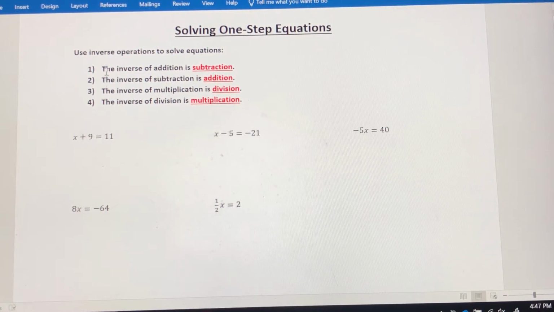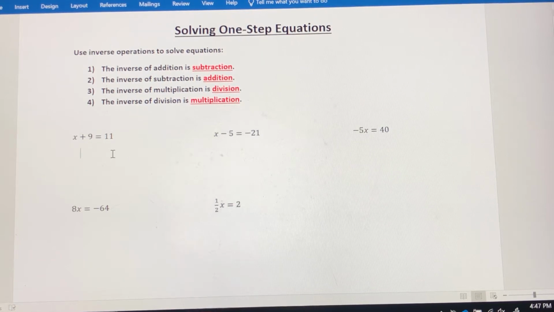Okay. So the inverse operation for addition is subtraction. The inverse of subtraction is addition. The inverse of multiplication is division. And the inverse of division is multiplication, okay? So we're going to use these inverse operations to help us solve for the variable. And again, in each of these cases, that variable is x.